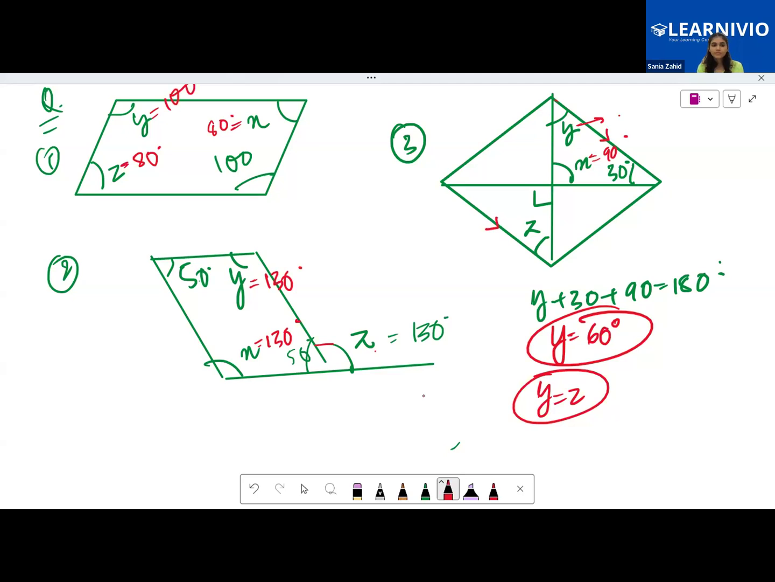Now how is y equal to z? See, this line is parallel to this line, so this is forming a Z. Ma'am, interior angles on the same side of the transversal. Okay. Now what is the property name of that? The interior angles lying on the same side of the transversal or alternate interior angles. Alternate interior angles are equal. Yeah, alternate interior angles are equal.